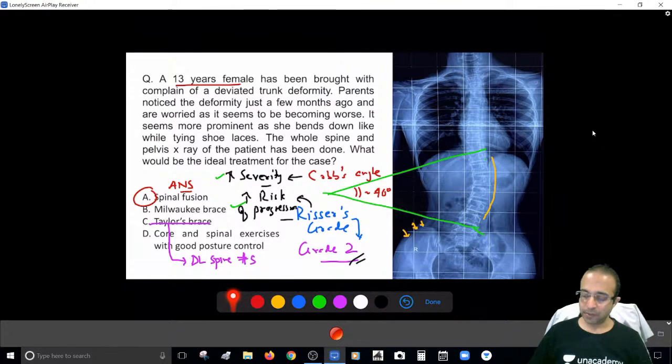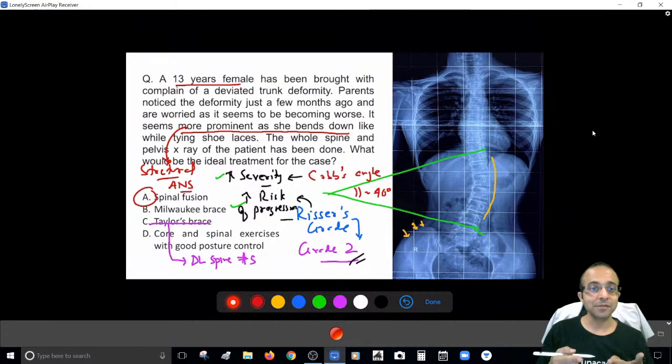Had these things been on the lesser side, Cobb's angle less, Risser grade high, I would have gone with the brace treatment. And had you not had this thing, the curve becoming more prominent as the girl bends down, telling you that this is the structural variety, that rib hump coming up as you bend down, I would have gone with this option.